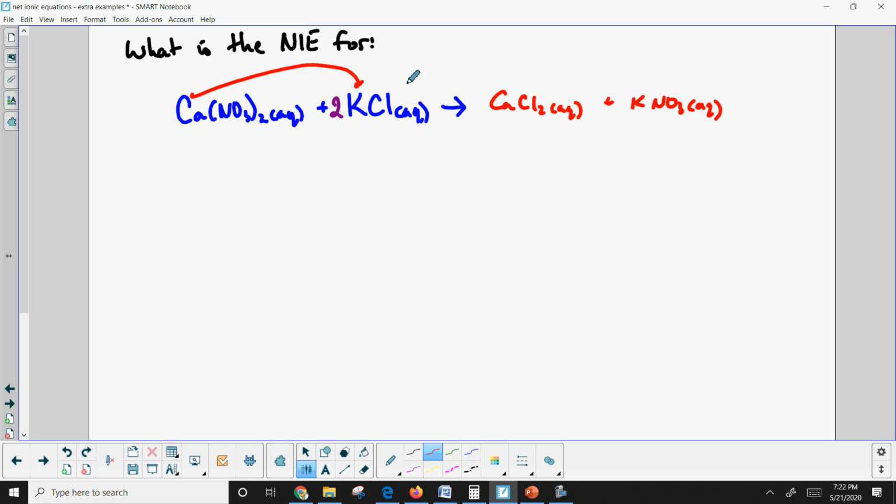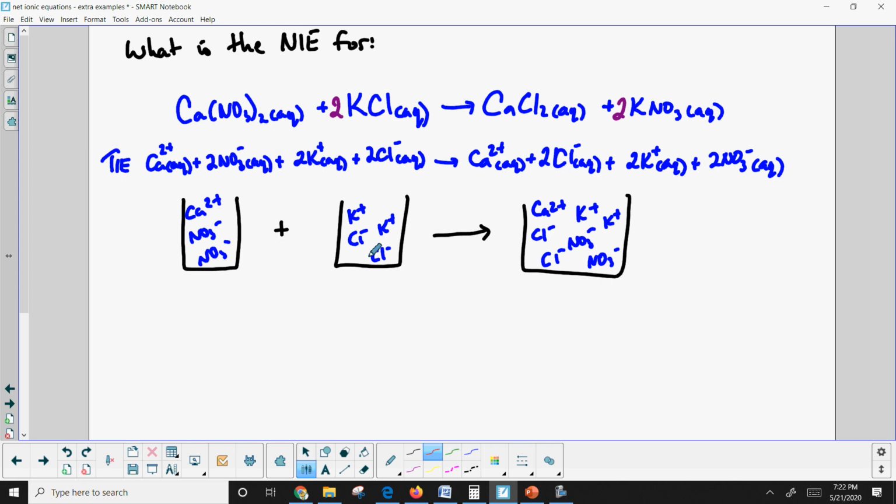In order for a double displacement reaction to occur, you need to have a liquid being formed, a covalent compound, a gas, or a solid. Here, we don't have any of those. Well, why did that happen? Let's look behind the scenes. So when you list all of the ions, the total ionic equation, you can have a calcium, two nitrates. Here in this container, you have two potassium ions, two chlorine ions. Finally, you're going to have a calcium ion, two chlorine ions, two potassium ions, and two nitrate ions.